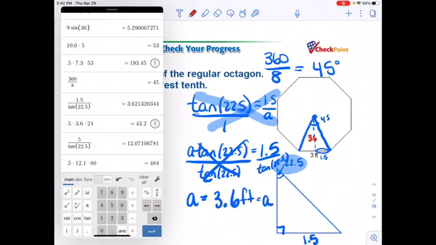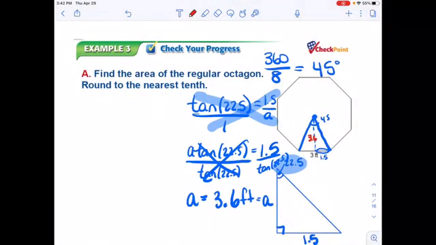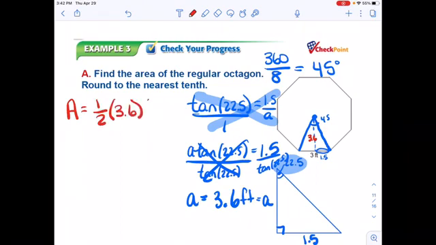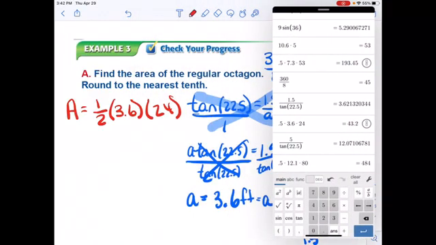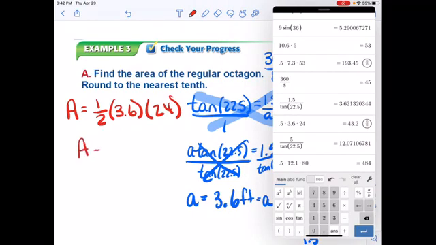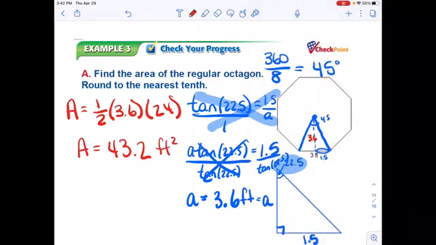Okay, so this one, the apothem was actually all I had to find. I already have the side length. I do need to find the perimeter, I should say. But that's not too hard. I take my apothem times my perimeter. The side length is 3. There's 8 of them, so 24. I take half times 3.6 times 24, and I get that my area is equal to 43.2 square feet. Yep, square feet.